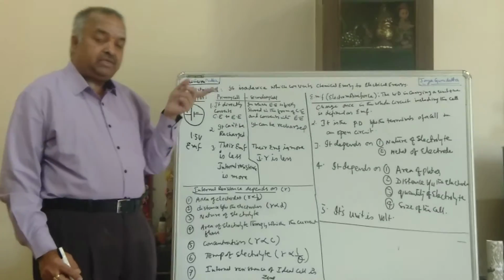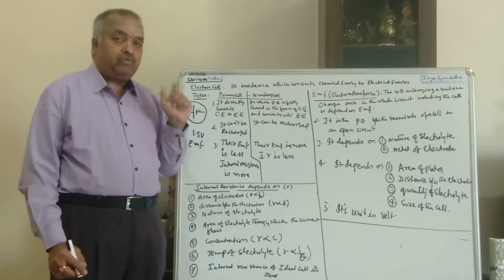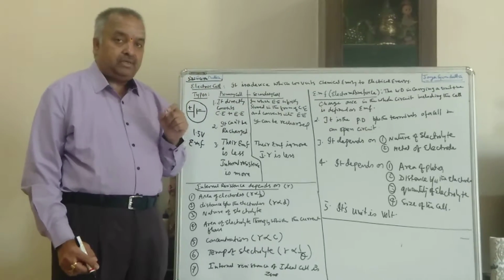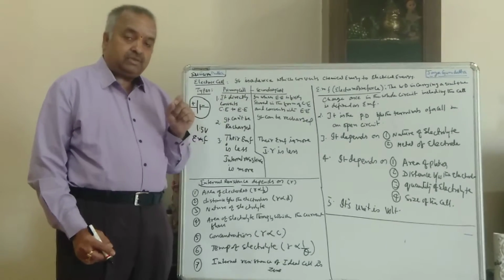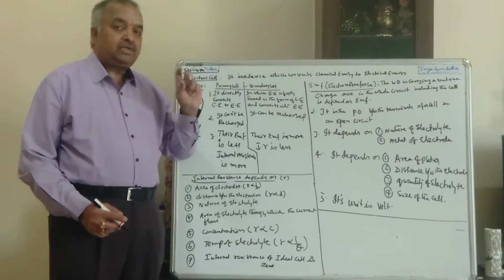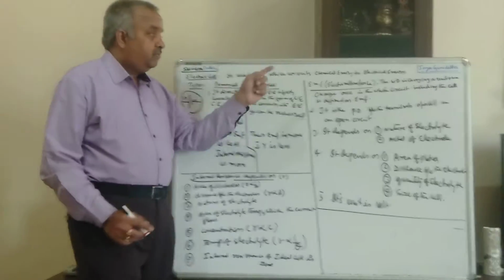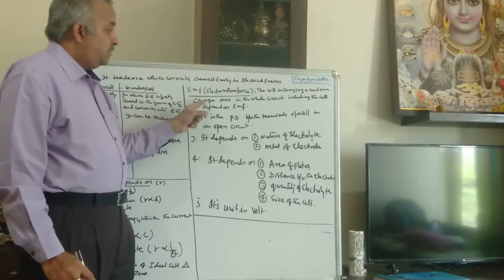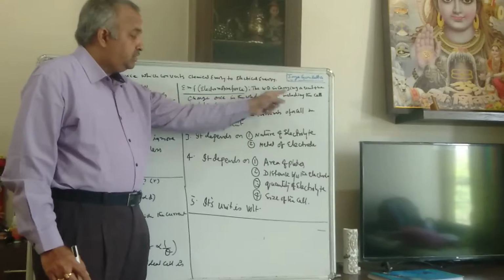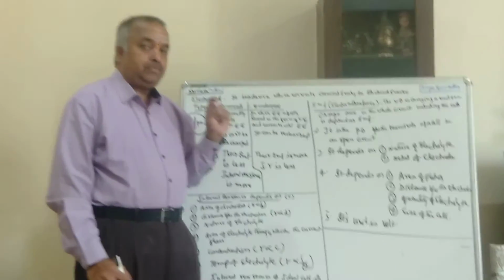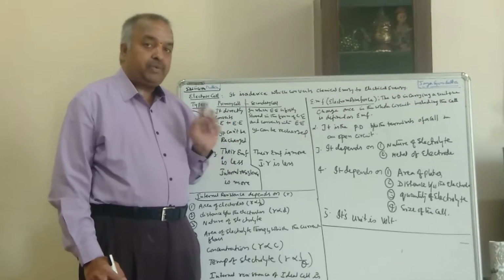Similarly, another definition of potential difference: the amount of work done in bringing a unit positive charge from infinity up to a point. In other words, the difference in potential between the terminals of a cell when the circuit is closed. Whereas EMF is the work done in carrying a unit positive charge once around the whole circuit, including the cell, or the difference in potential between the terminals of a cell when the circuit is open. That is the difference.